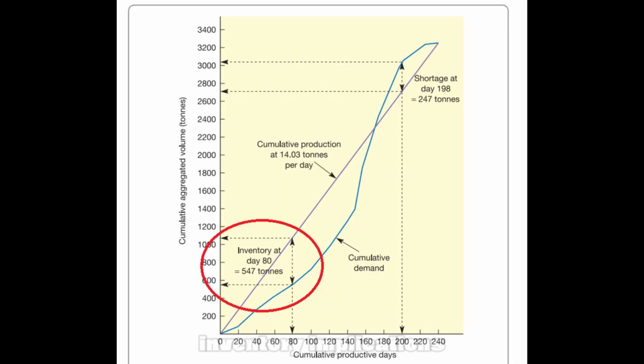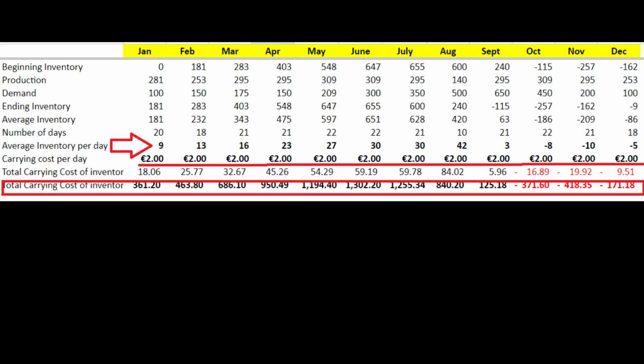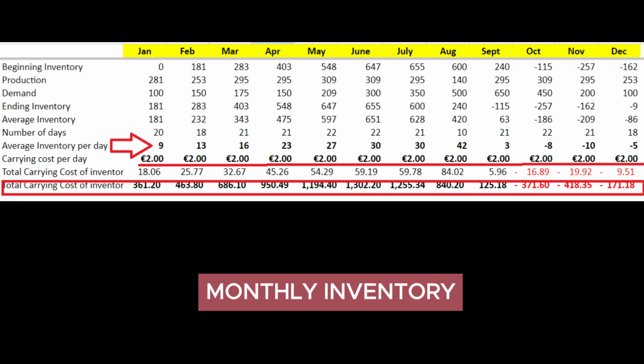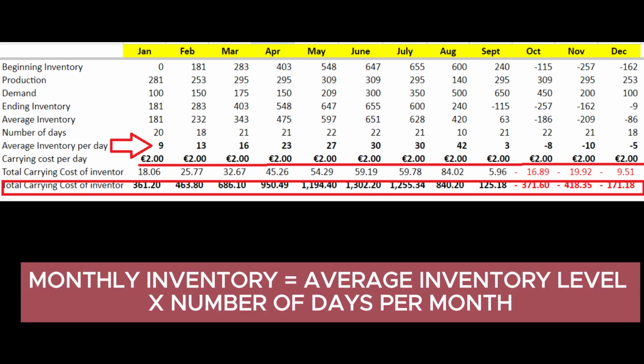We can also gauge inventory implications by looking at the area between the cumulative production and the demand curves, representing inventory carried over time, hence the implication of carrying cost. Figure 11.12 illustrates a suitable level capacity plan for the chocolate maker, along with the cost of inventory. Assuming a storage cost of 2 euros per ton per day, we calculate monthly inventory and associated cost based on average inventory levels and the number of days in each month.